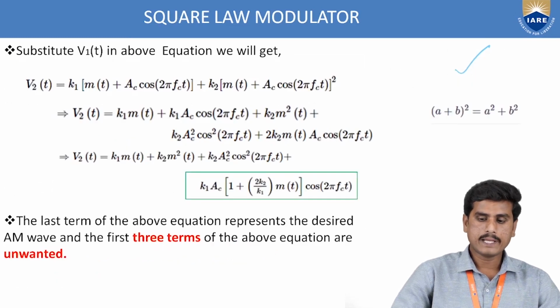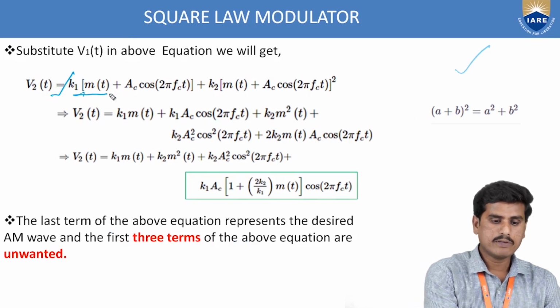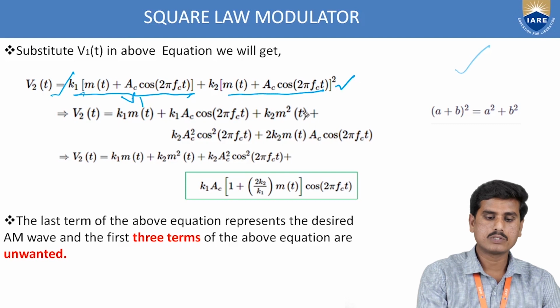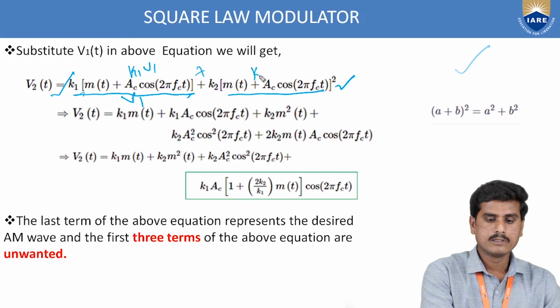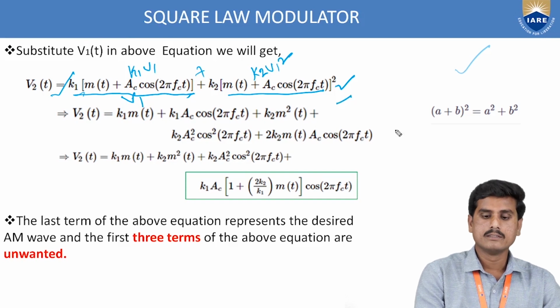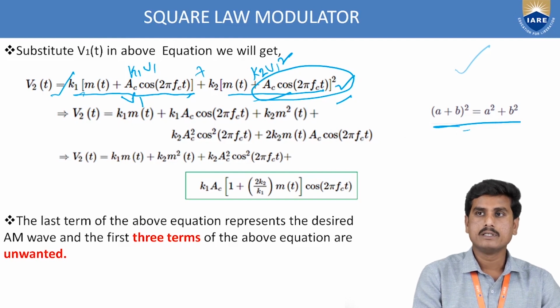Let us see, after substituting the V1 value in the formula, V2 of t is equal to K1 times m of t plus Ac cos 2 pi fc t, plus K2 times m of t plus Ac cos 2 pi fc t, whole square. Now the second term looks like the a plus b whole square formula. Here a plus b whole square is equal to a square plus b square plus 2ab.